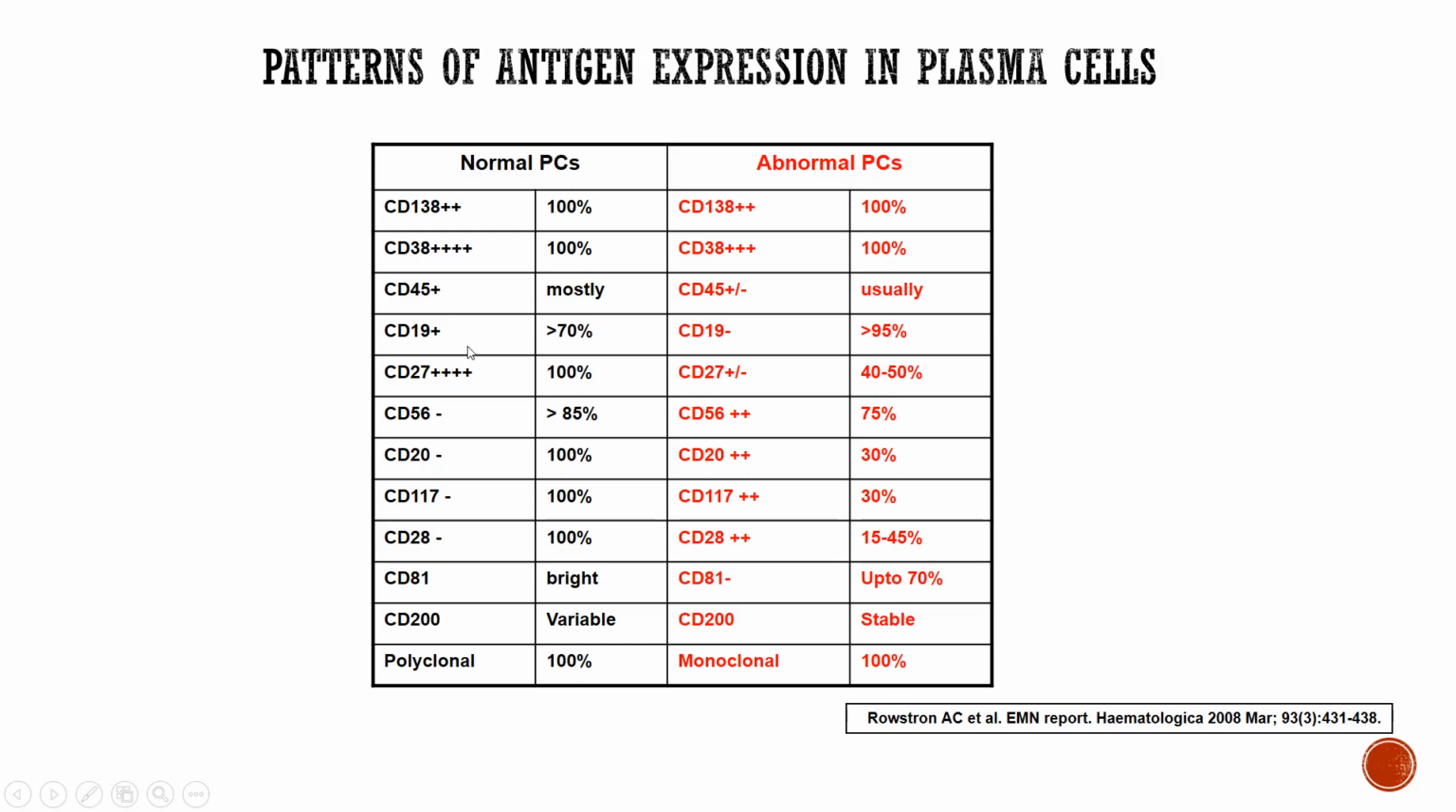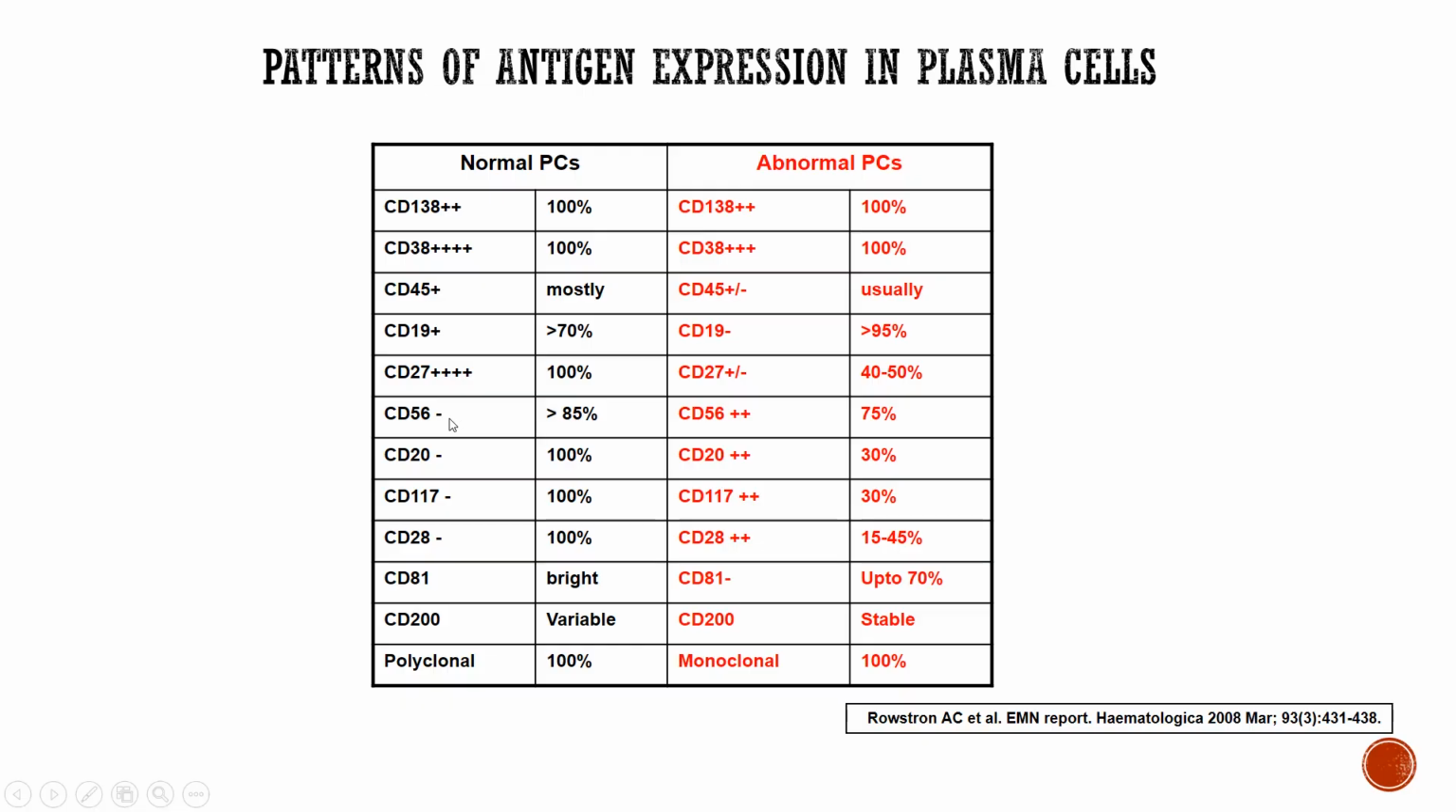Then if you look at CD19, more than 97% of plasma cells are CD19 positive, which indicates that up to 30% of plasma cells, normal plasma cells, can be CD19 negative. So not all CD19 negative plasma cells are always abnormal plasma cells. Then we have CD27, which normal plasma cells express in 100% of cases. Of course, more than 85% of plasma cells are usually negative for CD56, but you also have to note that up to 15% of plasma cells can be positive for CD56 expression.